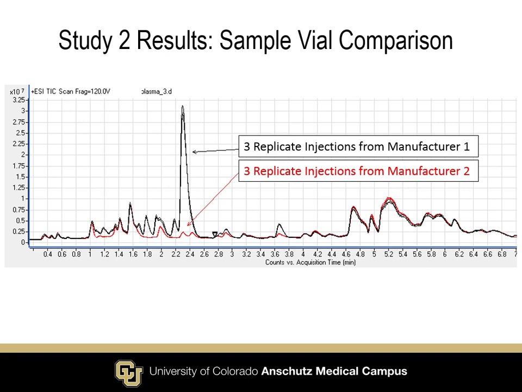So we did some initial analysis with the 2 different sample tube types and found that with 3 replicate injections of each type of sample, we have some major differences. And you can see on this chromatogram around 2.4 minutes, you have a major peak right there, and it's not in manufacturer 2. You also have several other peaks that are showing up in the chromatography that are not observed in the other chromatogram.